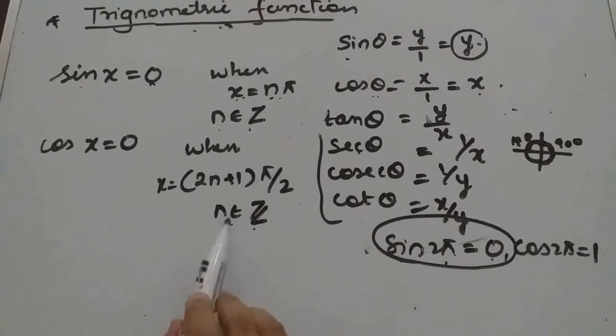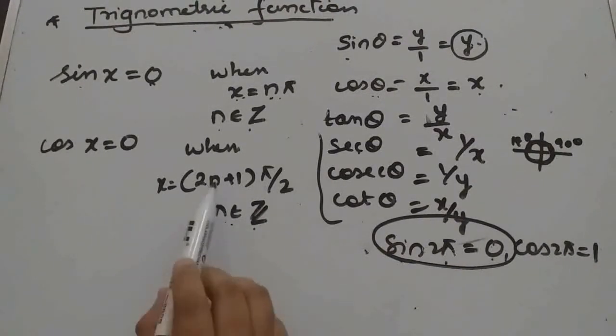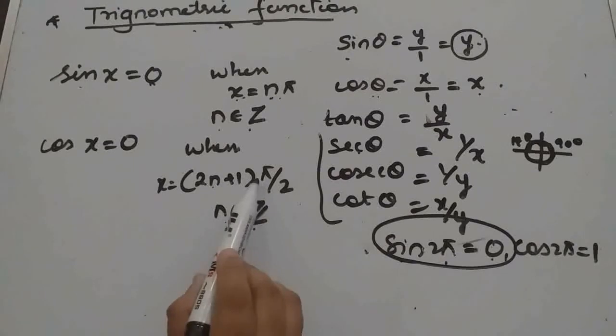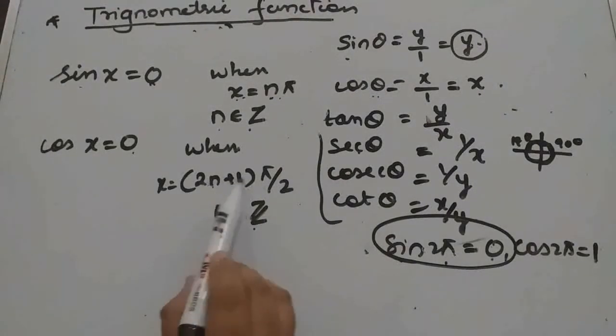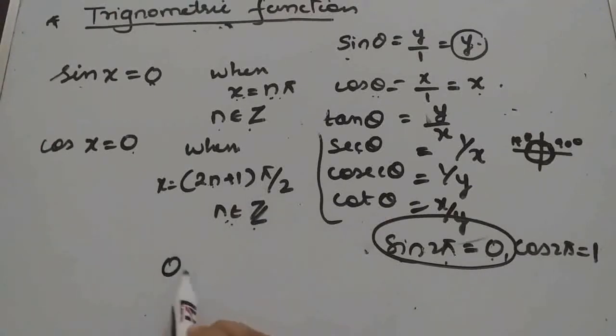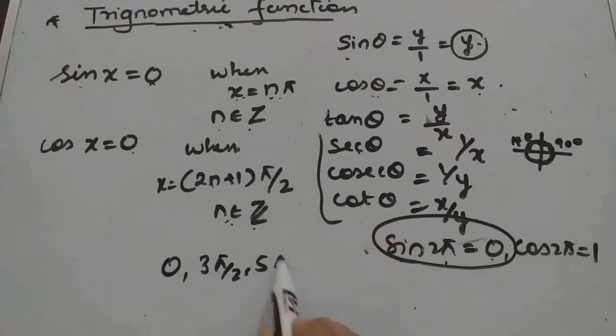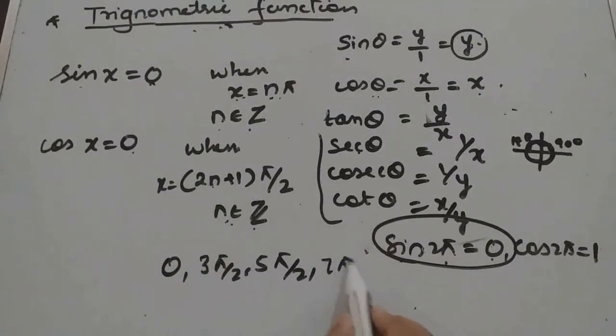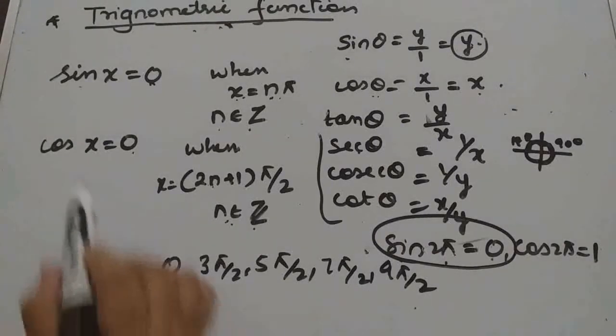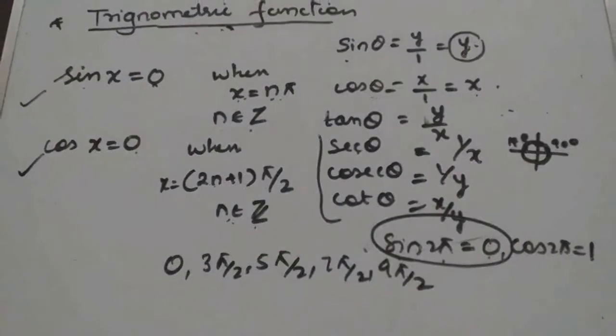Suppose n is 0, so you will get pi by 2, and cos pi by 2 is 0. If n is 1, you will get 3 pi by 2. Likewise, all odd multiples of pi by 2 will give 0 for the cos case. 7 pi by 2, 9 pi by 2, like this all will be 0. So these two we can write as statements.